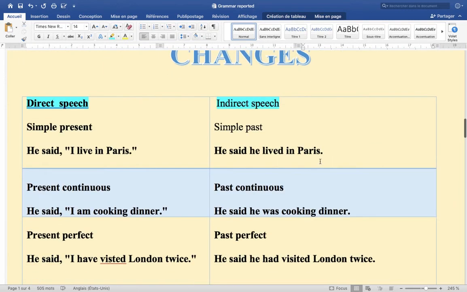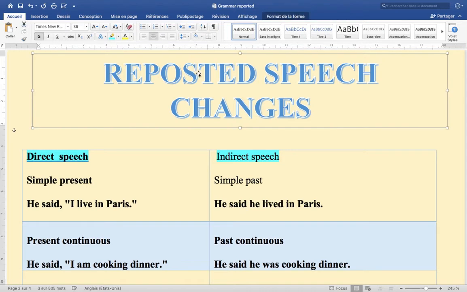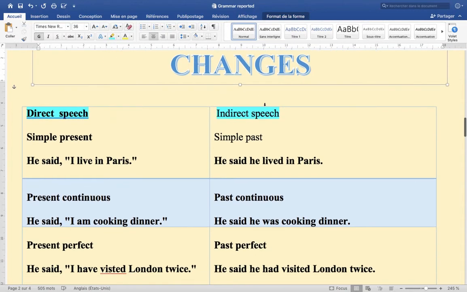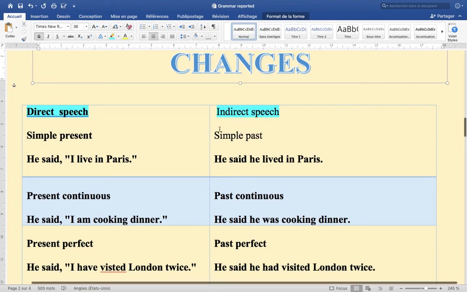Why? Because when we are talking about reported speech, there is a change of tenses. So we are talking about reported speech changes. This is why I told you that you have to revise tenses.